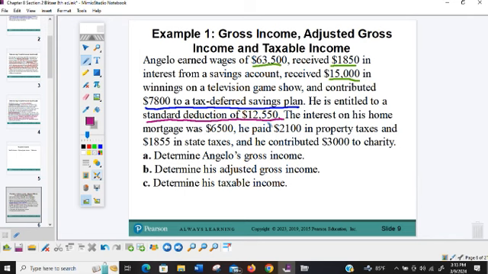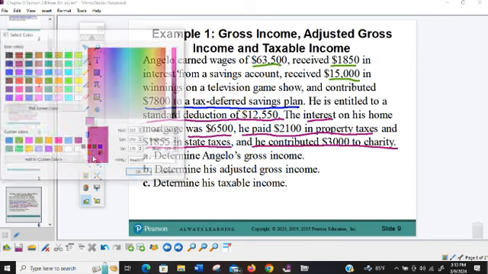So let's look and see what he has to itemize. The interest on his home mortgage was $6,500. He paid $2,100 in property taxes and $1,855 in state taxes, and he contributed $3,000 to a charity. So if all that adds up to more than the $12,550, then he's going to want to itemize. So let's look.